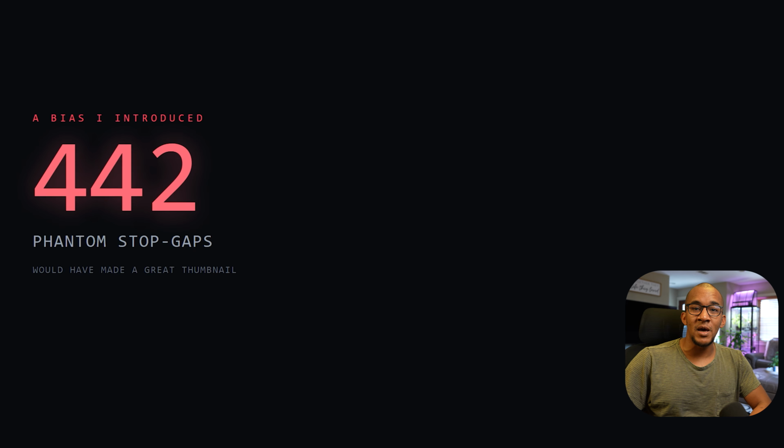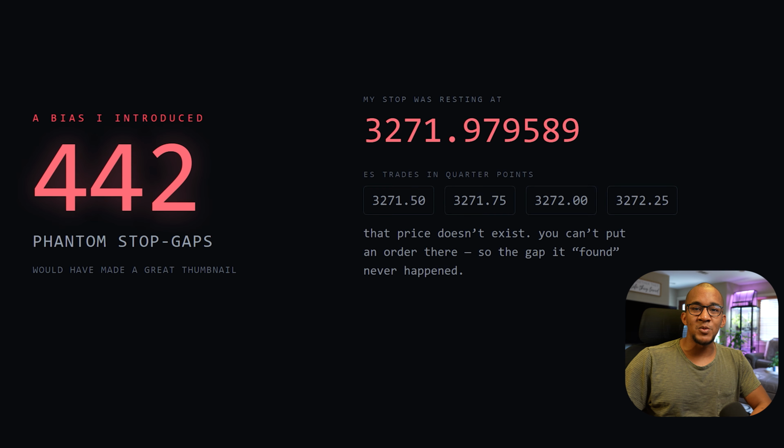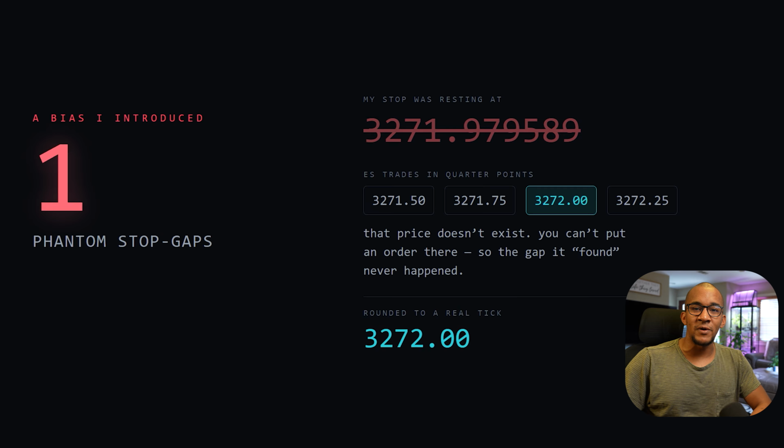442 phantom stop gaps would have made a great thumbnail. That's until I actually looked at the stop values that the backtest was testing on. The stops were at tenths of a price instead of a quarter of a price that tick values actually trade in. So those prices didn't exist and you couldn't actually put a stop there. Once I rounded it and put it at a real tick value, those 442 stop gaps turned to 0. That dramatic number was my own bug, and I knew what I was doing.